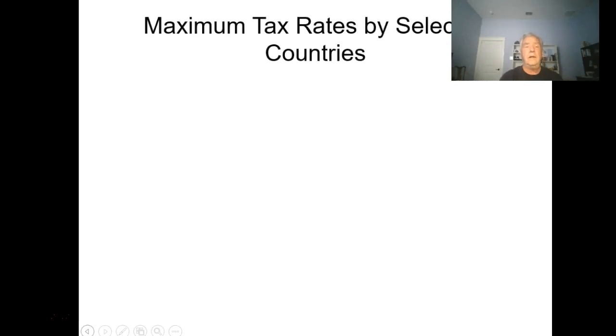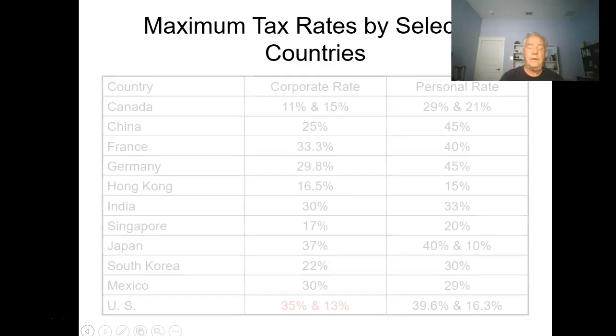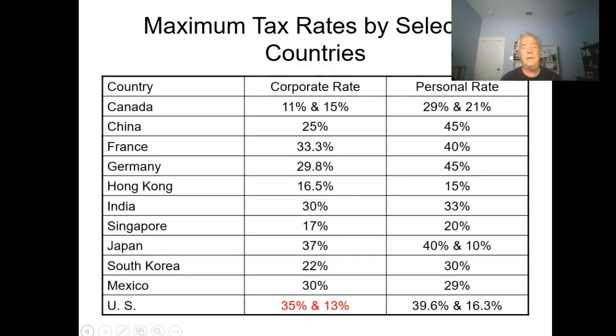All right, maximum tax rates by selected countries. I think I've showed you this already, but let's look at it again. The problem we're facing is that we have a very, very high tax rate, 35% in the US down on the bottom for corporate. Now let's talk about corporate. We got the countries listed on the one side in alphabetical order, the major countries, samples. The corporate rate for those countries, look at Canada, 11 and 15% compared to our 35 and 13. The 35 is the federal rate, the 13 is what the state and local averages out to be.